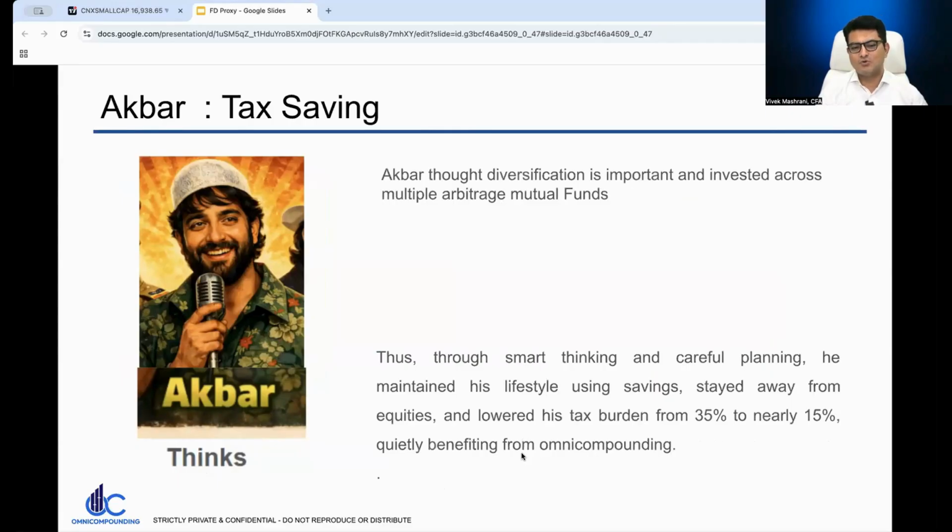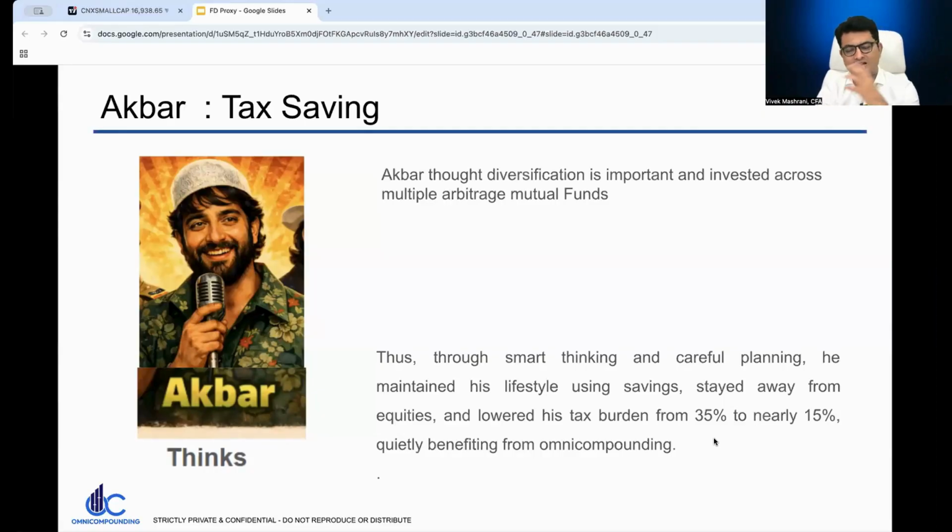Now, Akbar is more of a thinker guy. Okay, he's more of a tax saving guy. So he thought of diversification. He thought, okay, I'll put some money in FD, but I'll also put some money in arbitrage funds so that I can get some tax advantage, because you get capital gains in arbitrage funds, and particularly if you have a slightly longer horizon, you get 12.5% long term capital gains, right? So he did some smart thinking, and with cess and surcharge and everything, instead of 35%, he was able to reduce his tax burden to almost 15%.